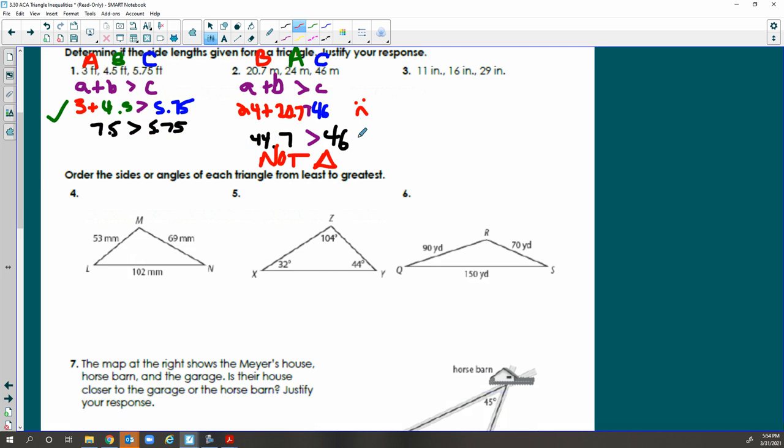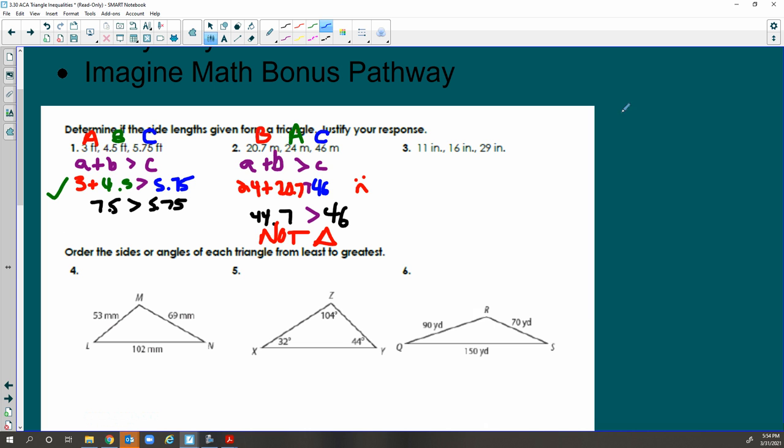Not a triangle. I'll just draw the picture. Guys, this is what would happen on this example. My C is 46, right? Then I said letter A is 24, so that's a little longer. And then B is 20.7. I'm going to get some wonky shape that looks like this. And that's not real. It's not a polygon. It's not closed. It has to have all the sides that touch at a vertex. This one will not make it. It's too short. It won't come together.